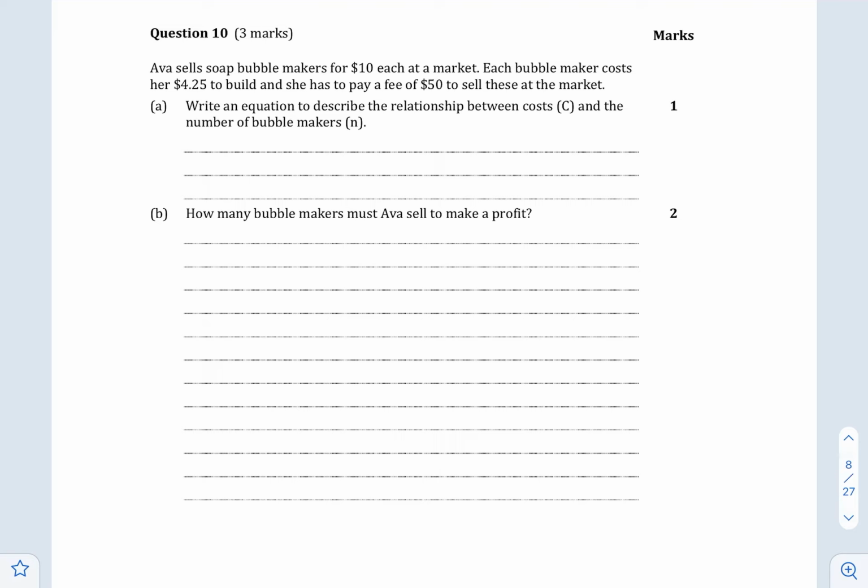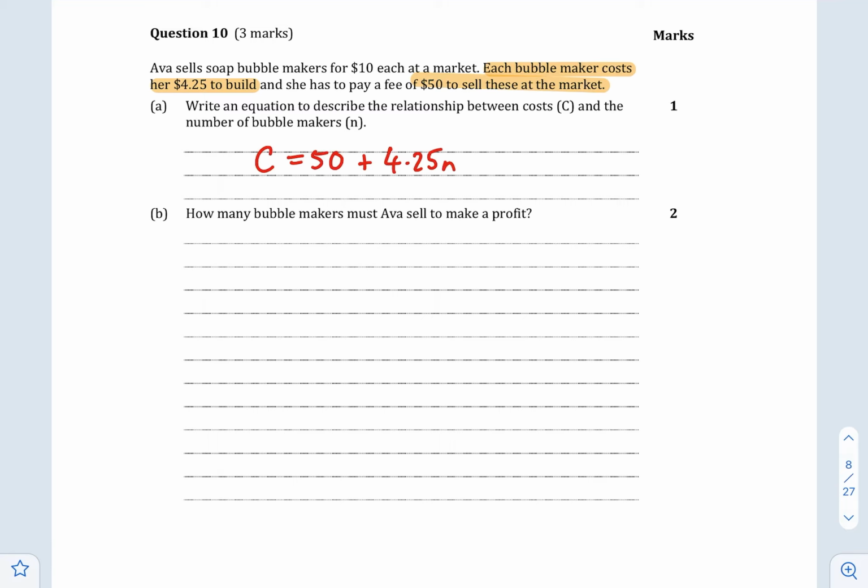She sells each bubble maker for $10. That's not relative to the cost. So this second sentence here, each bubble maker costs her $4.25 to build, and she has to pay a fee of $50 to sell these at the market. So what that's telling me is the cost is going to always be $50. But then, for every bubble maker she makes, that costs her an extra $4.25. And so that's where the n comes in. This is relating to how many bubble makers she needs to make.